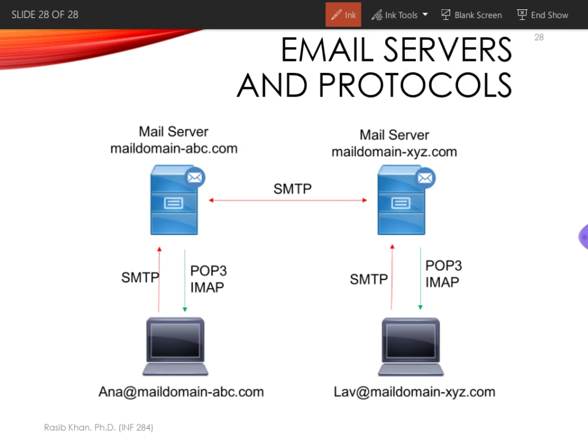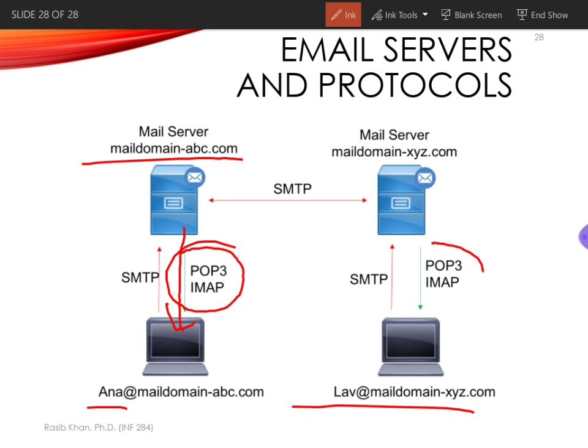However, at a later time, if Anna has an email waiting in her own mail server, she can use the POP or the IMAP protocol to retrieve the email and read it. The same would apply for Lav, who can use POP or IMAP to retrieve and read the email that he has waiting in his own mail server.